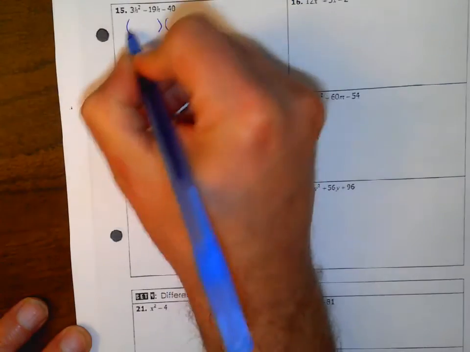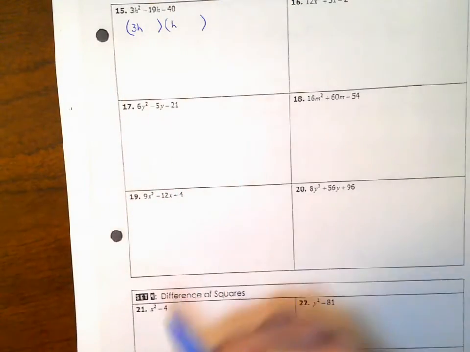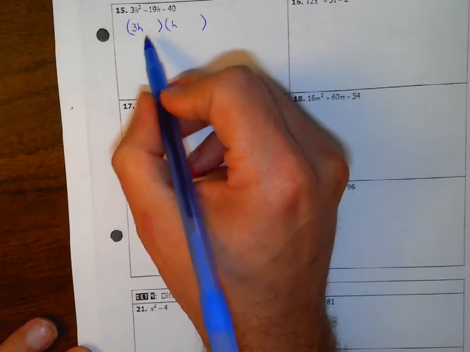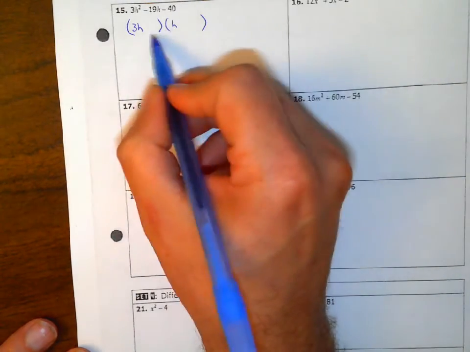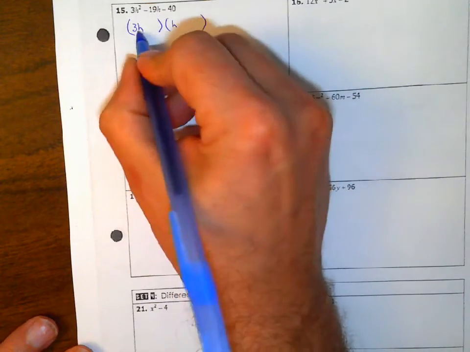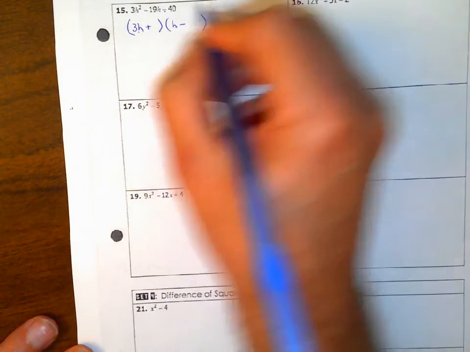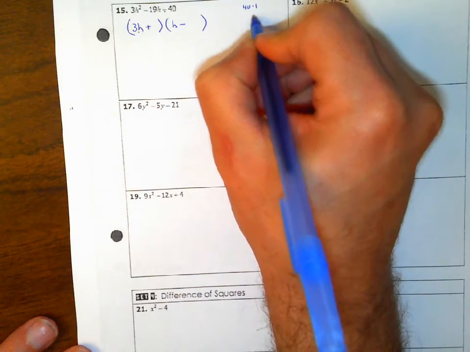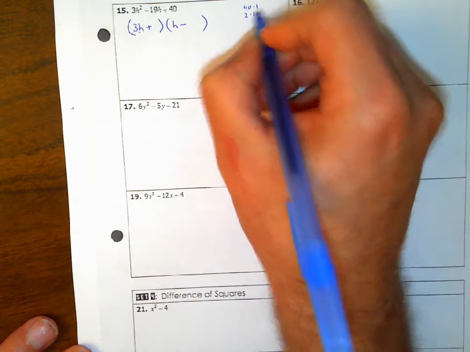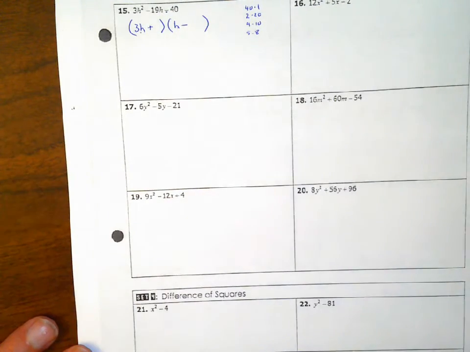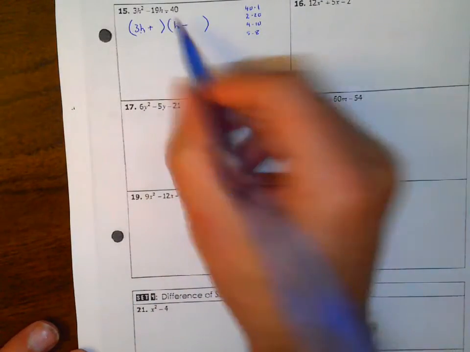Okay, next one here. So we have 3h times h. I'll let you know that if you're not quite sure about these, it does take time to get this. So you just got to keep working at it and keep working at it, okay? And keep multiplying them through until you find those numbers. So 3h times h, I know my signs have to be positive and negative. Okay, 40 could be 40 and 1, could be 2 and 20, could be 4 and 10, could be 5 and 8. Okay, so those are the different possibilities to give you 40.